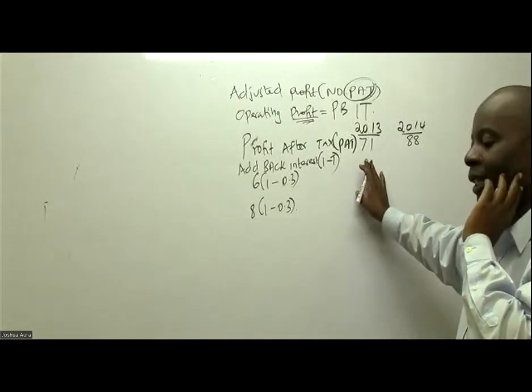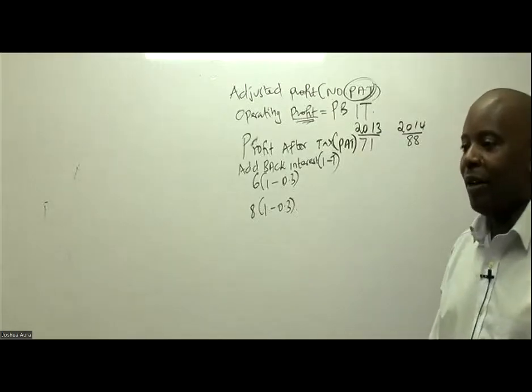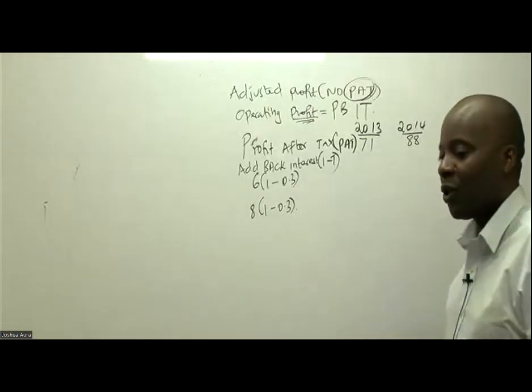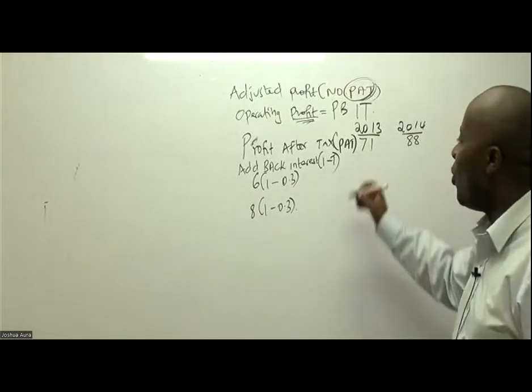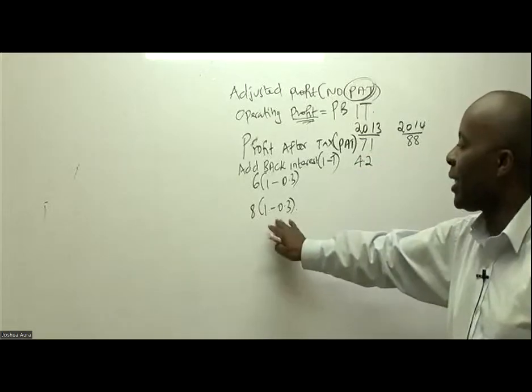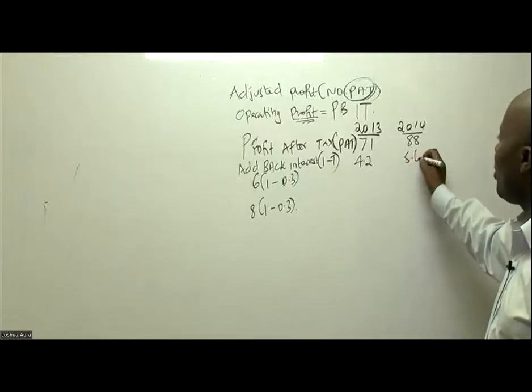So 2013, what do we have? Somebody talk to me. 4.2. So this is 4.2. And then 2014 is 8 times 0.7, 5.6 like that. Thank you so much.